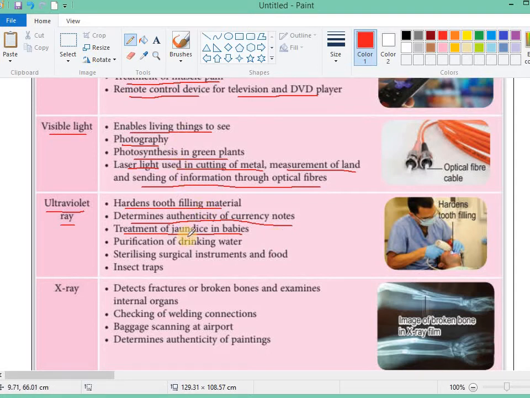Okay. Purification of drinking water, that means to kill the germs, to kill the bacteria and so on in the drinking water. Sterilizing surgical instrument and food, insect trap. Just now we said that ultraviolet ray has a lot of energy, it can kill the cells on our skin, right? So if it can kill cells, that means we can also kill bacteria, kill germs, kill microorganisms with the ultraviolet ray. So that's why we can use the UV, ultraviolet ray, to purify drinking water and to sterilize surgical instrument and food. Okay.